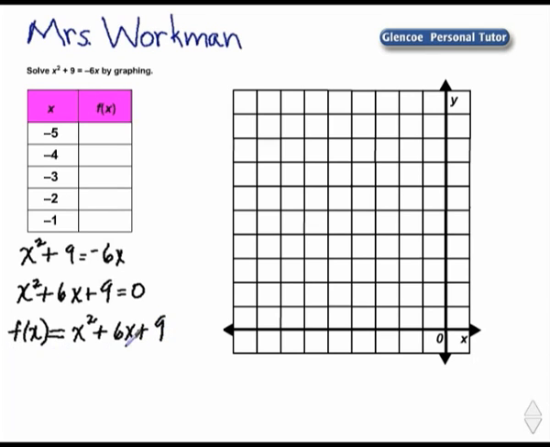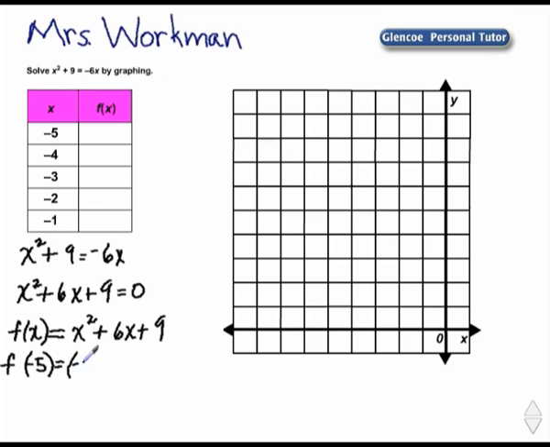We're going to graph this function by selecting values of x. I've selected negative 5, negative 4, negative 3, negative 2, and negative 1. We'll find the corresponding y values, or f of x values, and that will give us ordered pairs, which we'll then plot on the given grid. So let's start by finding f of negative 5. In other words, what's the y value when the x value is negative 5?